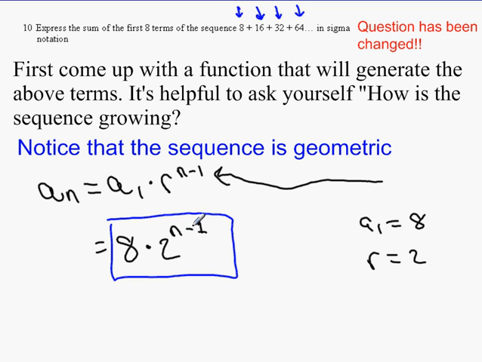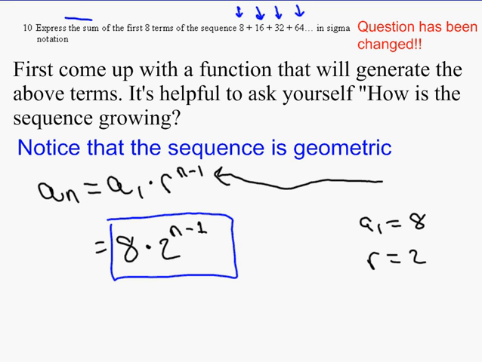Substitute 2 in here. 2 minus 1 is 1. 2 to the 1 is 2. 2 times 8 is 16. Sub 3 in here. 3 minus 1 is 2. 2 squared is 4. 4 times 8 is 32.